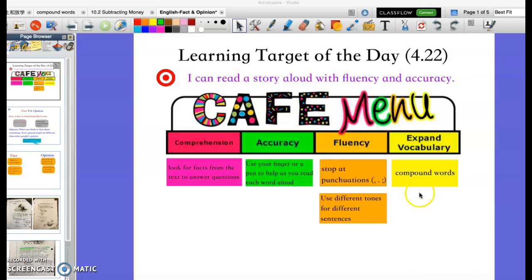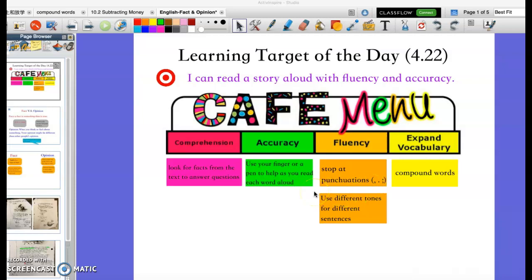So today we're going to practice 3 new strategies, and 2 of them are for fluency, which means you're reading your story with great flow and really good tones. So the first strategy we're going to try is stop at punctuations. So if you see a comma when you're reading, you're going to make a small pause. Like, if you see a period when you're reading, you're going to make a bigger pause, but not too big, just a little bit bigger, like this.